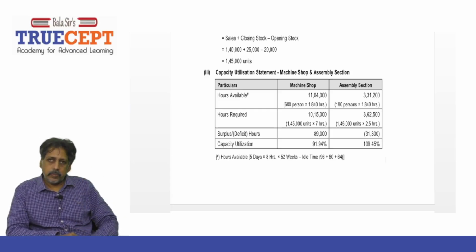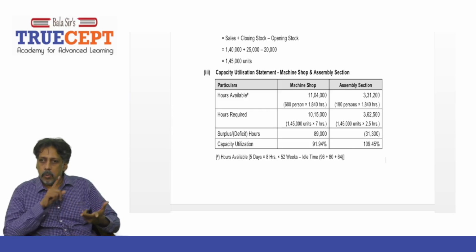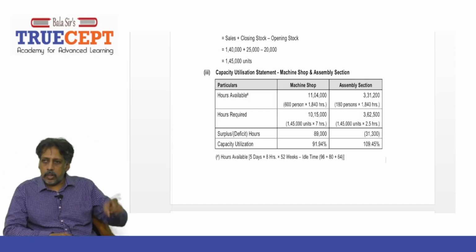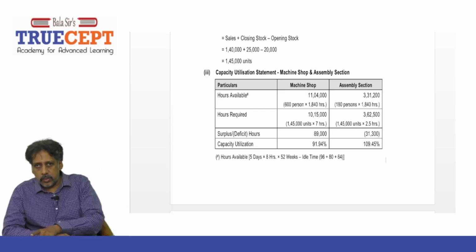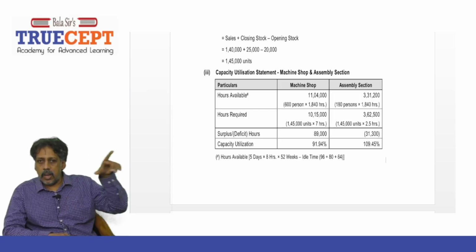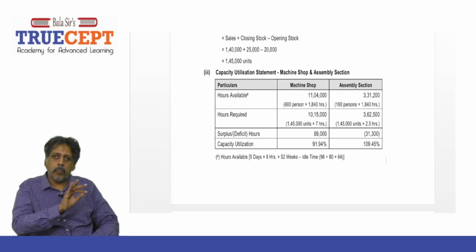Next, hours required. You saw that? 1,45,000 units into 7 hours in machine shop, 10,15,000 required. That means you are supposed to work for 10,15,000 hours. In case you decide to produce 1,45,000 units, you have to work for 10,15,000 hours to meet the output.